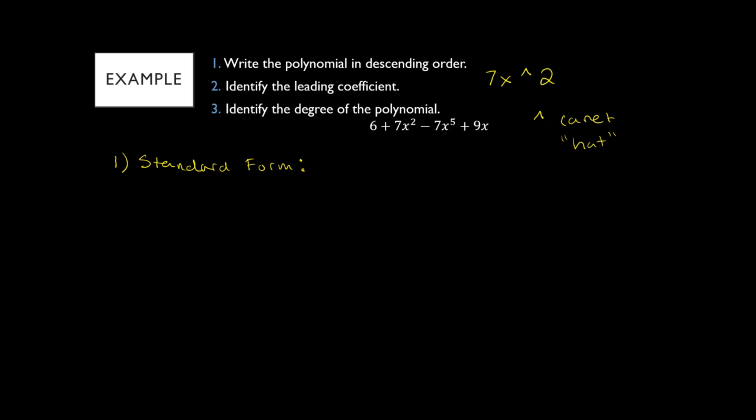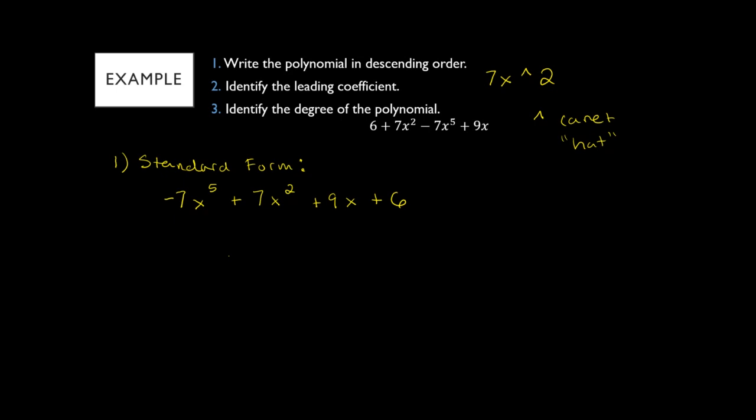Okay, so we've got negative 7x to the 5th. That is the highest. Then we've got plus 7x squared. I'm assuming that's just a typo in the chat. And then we have the plus 9x, and then plus 6. So that is standard form.